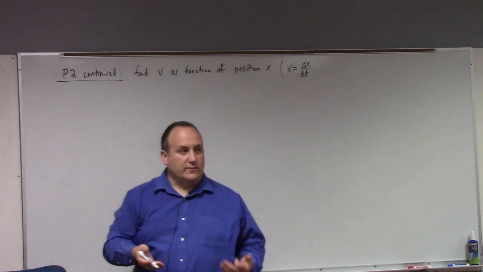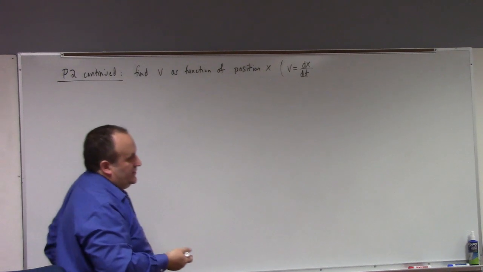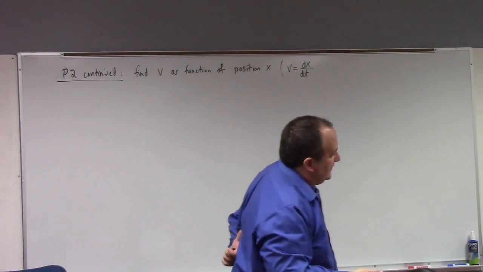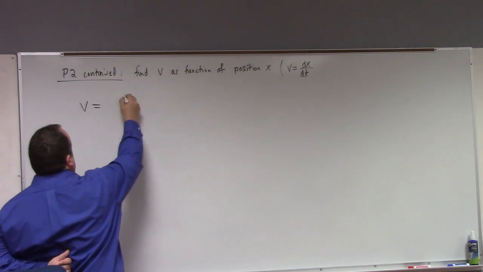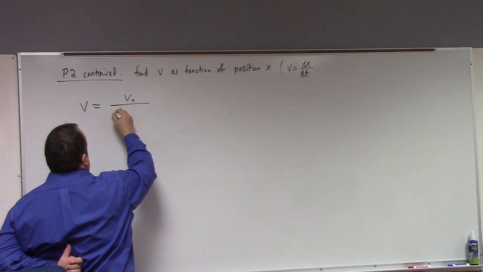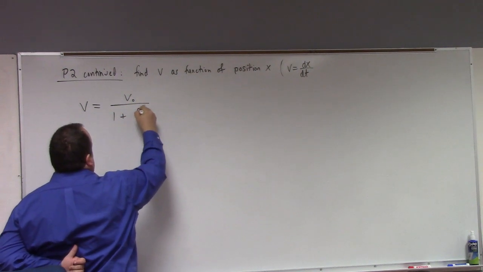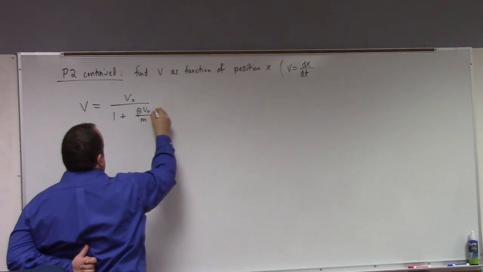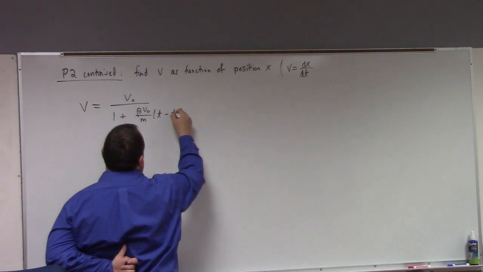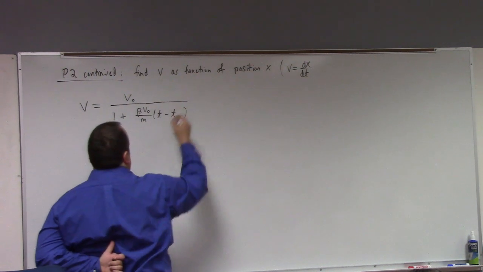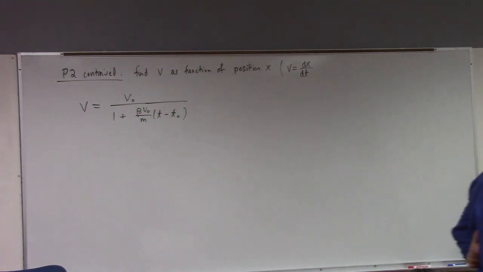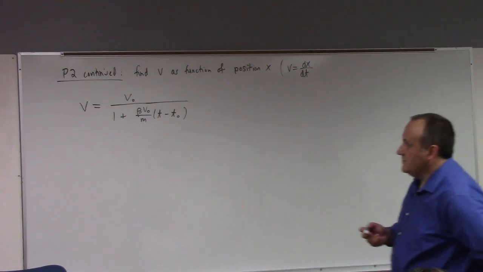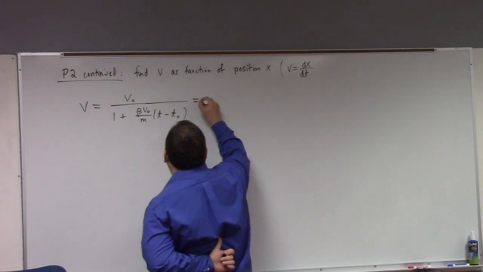Right? So one way we could do this would be to take my velocity function, which was what? After we worked out our demons, so to speak here: 1 plus beta v naught over m times t minus t naught, right? Wasn't that the formula I found at the end, after you guys fixed it for me? Thank you. And v is what? V is dx dt, right?